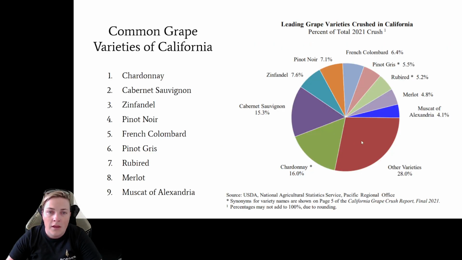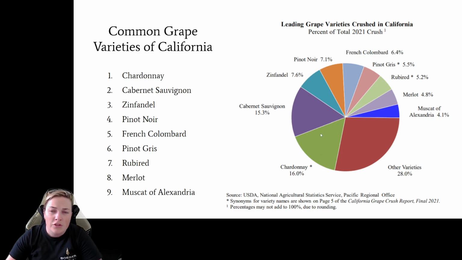Cool. Okay, as far as grape varieties in California, interestingly enough, in 2021, the number one grape variety planted in or crushed in California was Chardonnay. Chardonnay is leading the group by 16%, followed very closely by Cabernet Sauvignon. And then we have Zinfandel, Pinot Noir, French Colombard, Pinot Gris, Ruby Red, Merlot, and then also Muscat of Alexandria.